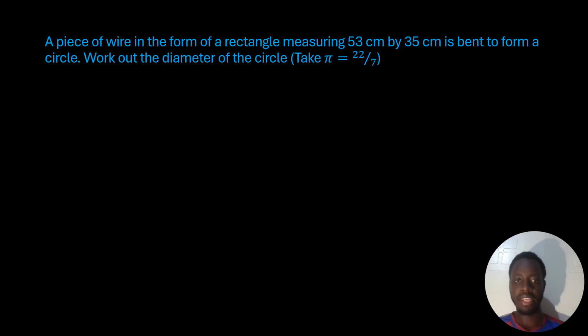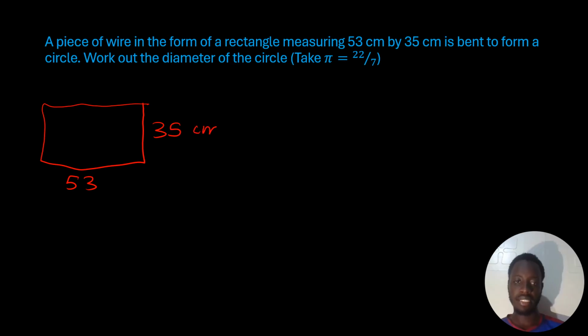A piece of wire in the form of a rectangle measures 53 by 35 centimeters. So let's sketch the rectangle, 53 by 35 centimeters. This wire is bent to form a circle. So this wire that has been used to form a rectangle is bent to form a circle. Work out the diameter of the circle.